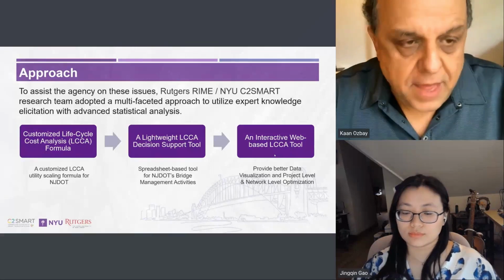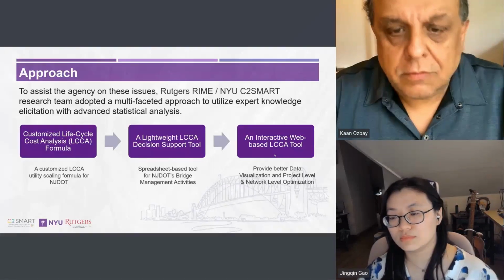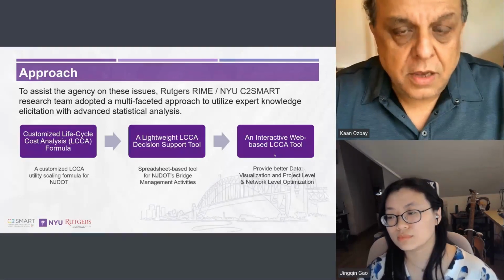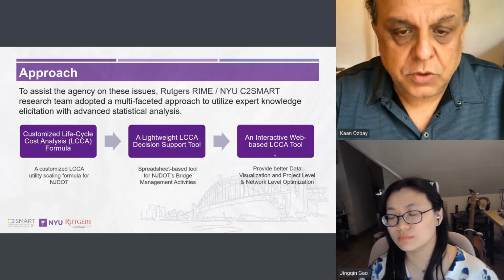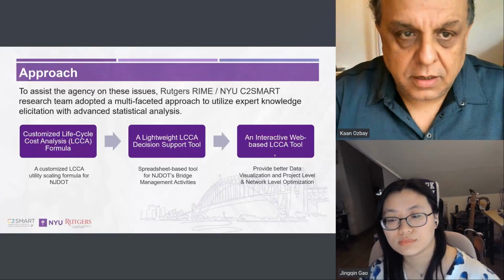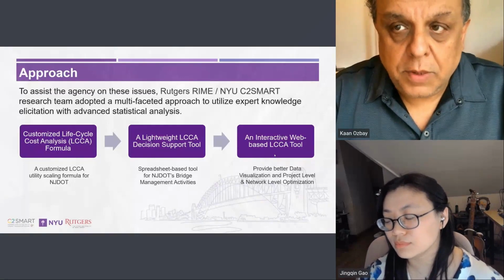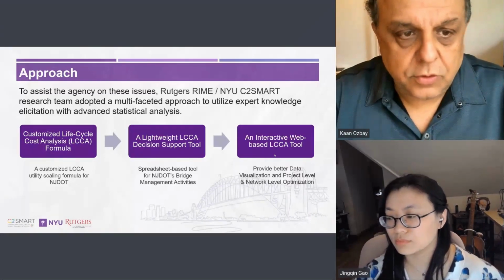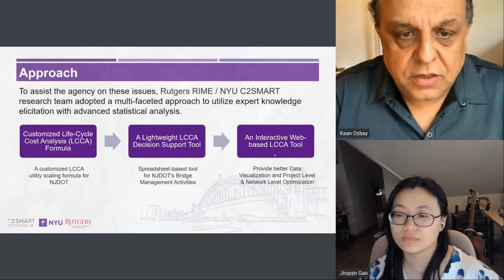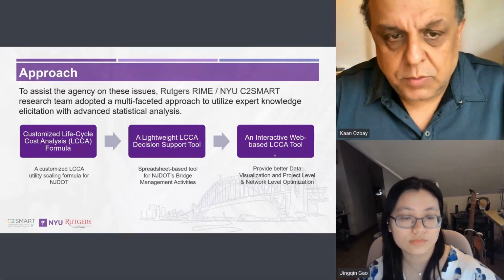Then while doing that, we came up with the idea of developing a spreadsheet-based decision support tool, an evaluation tool for DOT to use on a day-to-day basis using the input from their bridge management software. So we're not reinventing the wheel. We are using the data and the input that they already have in their tool, but building a very simple and easy-to-understand, spreadsheet-based decision support tool for them to use, and then improving it based on its usage. So this was one of the outcomes of the project.